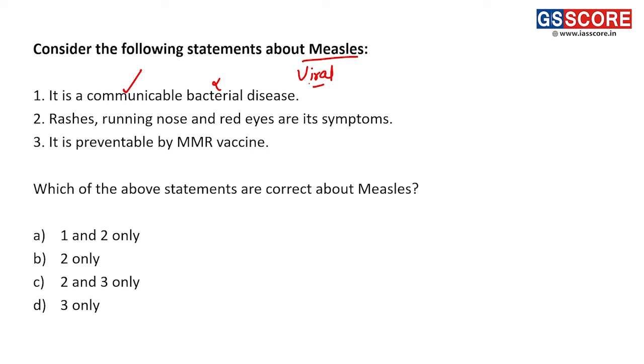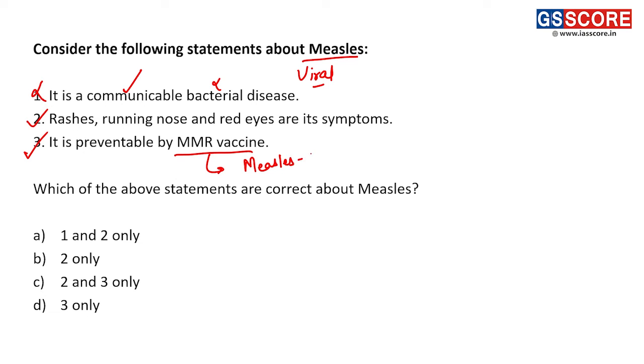Second statement, rashes, running nose, and red eyes are its symptoms. The second statement is correct regarding measles. The first statement was incorrect because it is a viral disease, not a bacterial disease. Third, it is preventable by MMR vaccine, right? So this statement is also correct because MMR vaccine means measles, mumps, rubella.